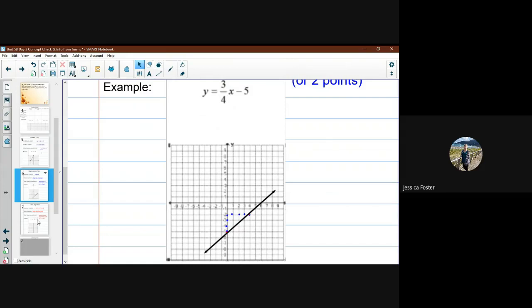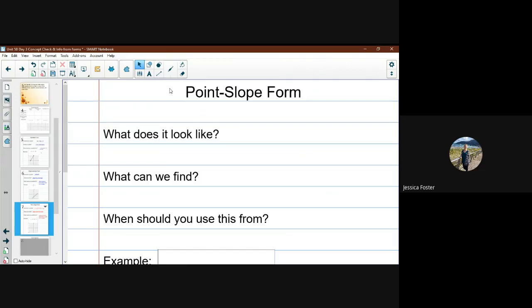Last form. We've talked about standard, slope intercept, and also we have point slope form. So day 2, we talked about point slope form, and in point slope form, we have y minus y1 equals m times x minus x1, where m is our slope, x1, y1 represents one given point. Like slope intercept, point slope form is named very well because what can we find when something's written in point slope form? You guessed it, we can find our slope and 1 point.